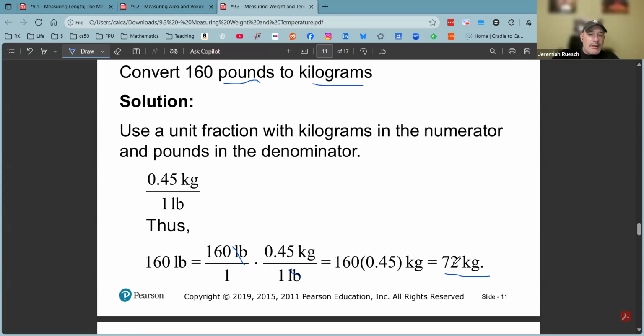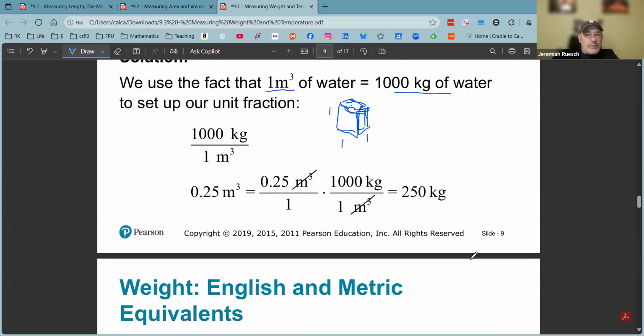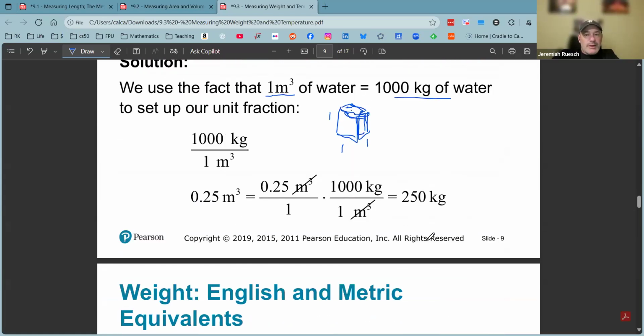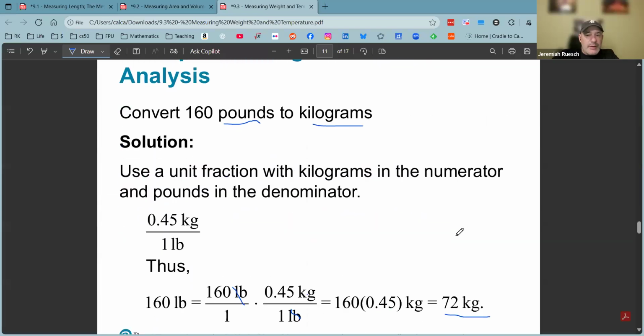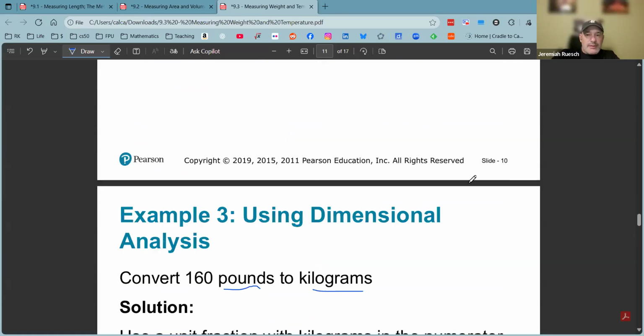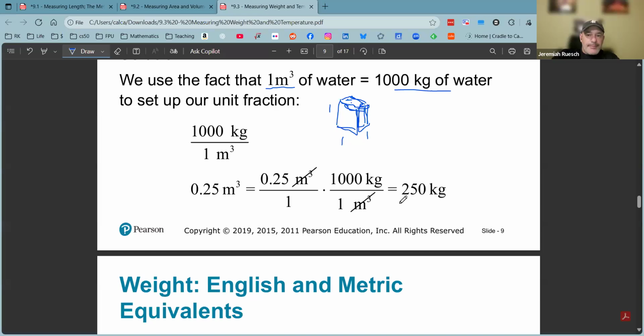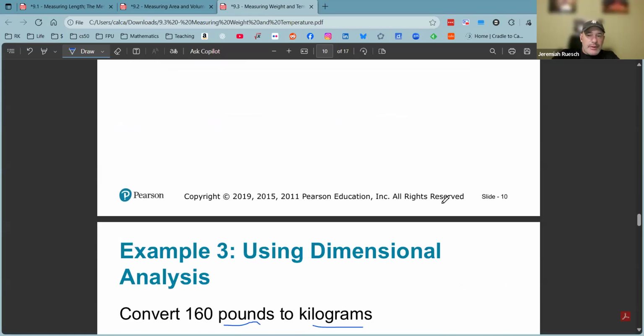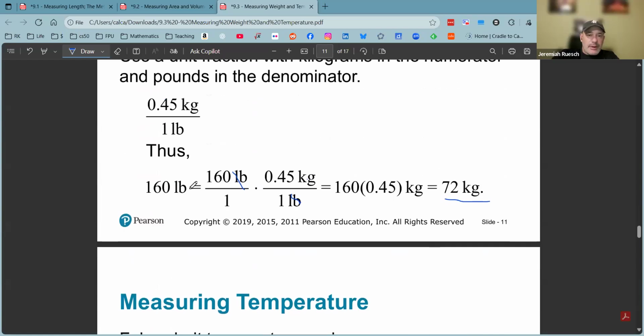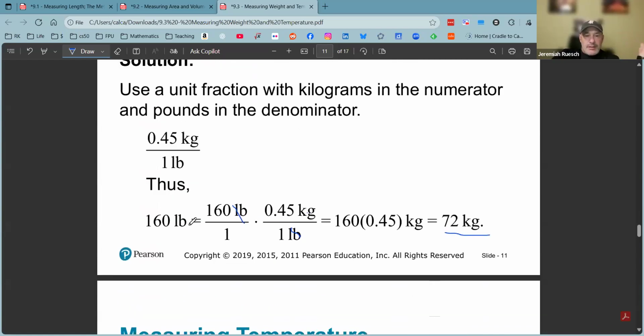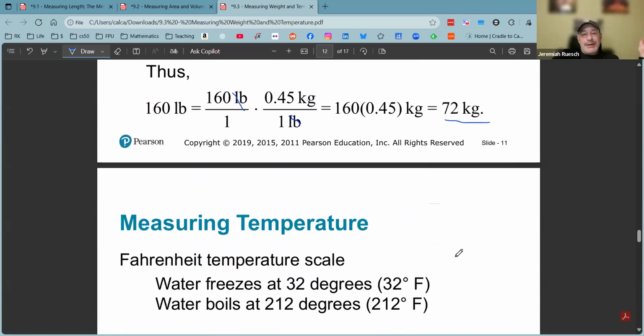So a person, right, weighs 72 kilograms, and a cubic meter of water is 250 kilograms. So that should give you a comparison. This is like 3 people, right? It's roughly 3 people who all weigh 160 pounds. So that'd be like carrying 3 people. So you can see it's pretty heavy, right?